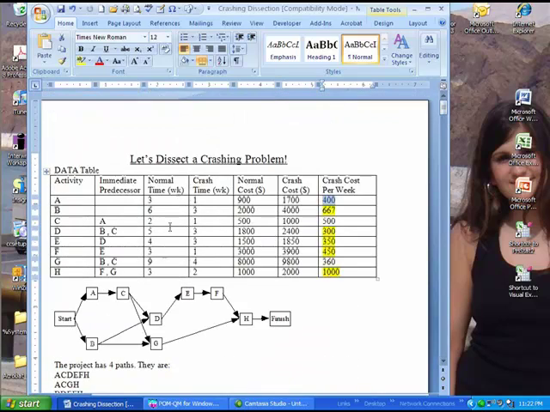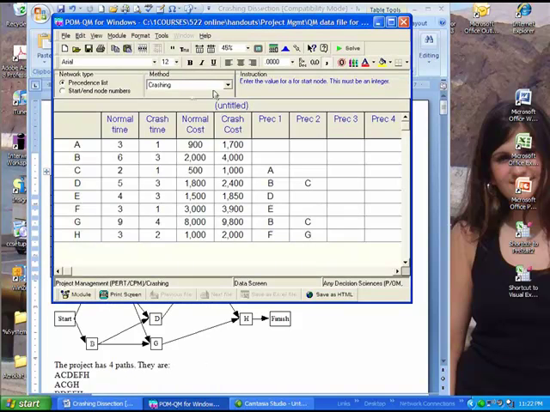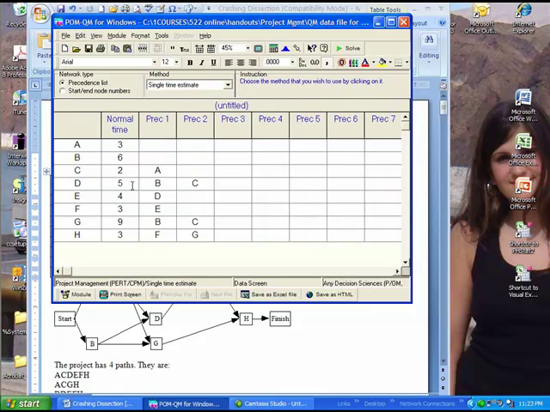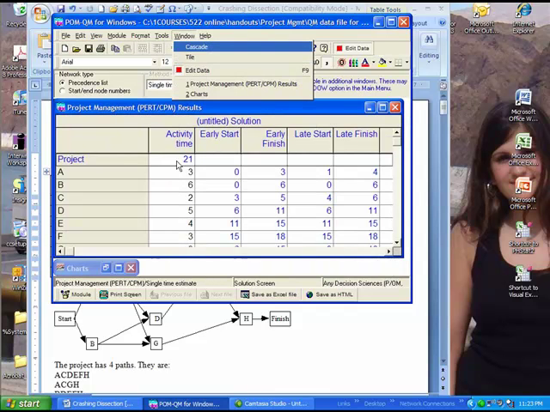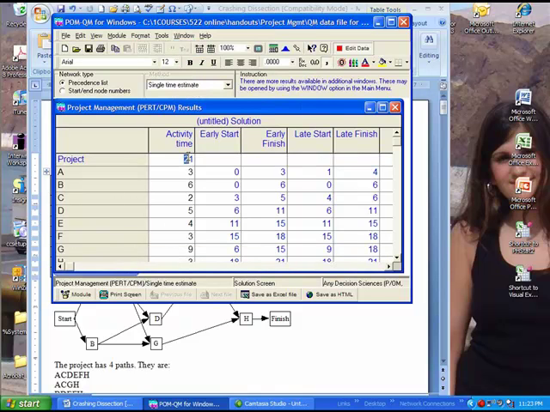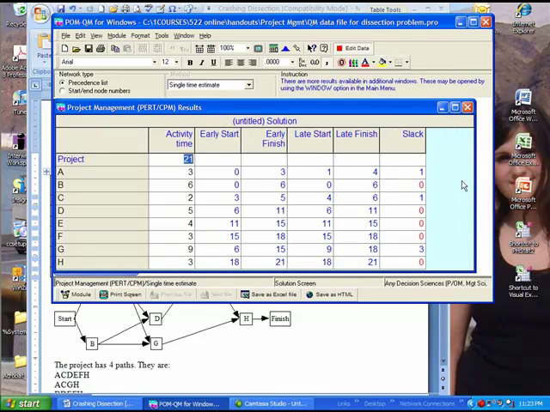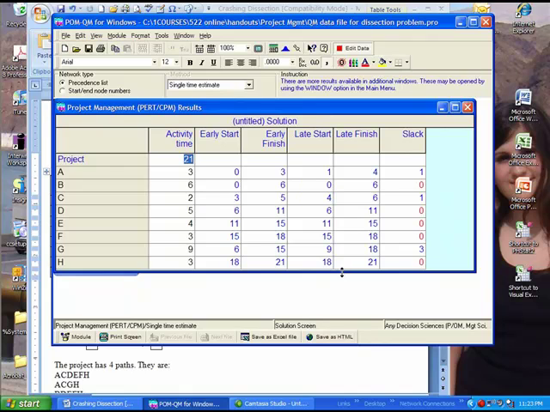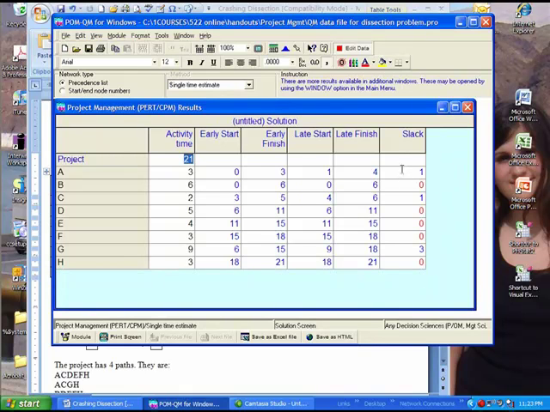If I were to solve this problem using normal times in POM-QM, all the data in here has been entered using the crashing option of project management. But I can very easily change the method here to single times, and now that normal times are used, if I solve it, I get 21 as the project time. So I know that this project is going to take 21 weeks to complete under normal times. The critical activities are B, D, E, F, and H.